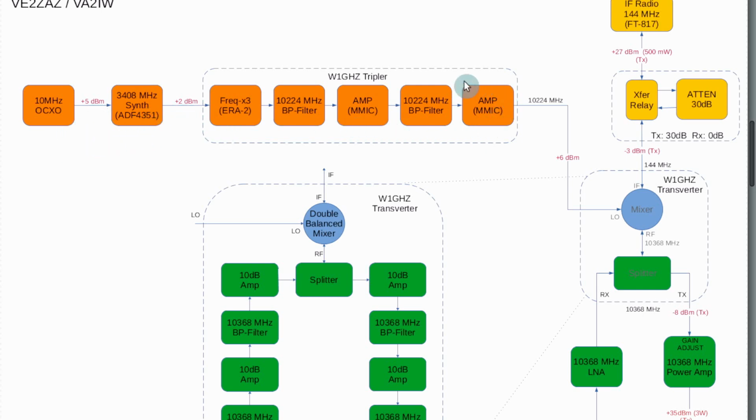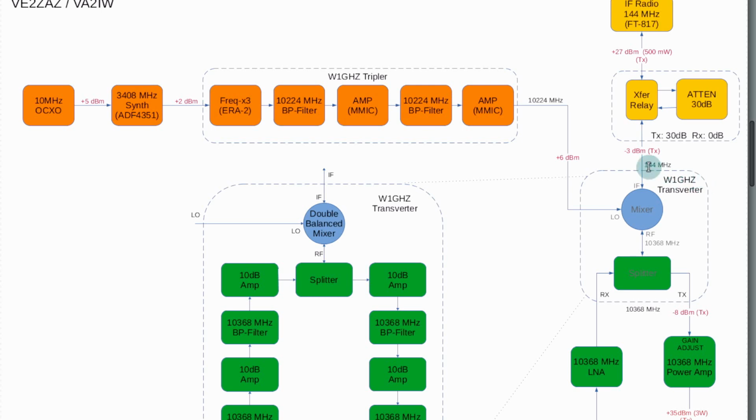Into the W1GHZ tripler board, which has these stages. That's known. We've seen that before. We come out at 10224 at a level of plus 6 dBm, which is just enough for our mixer. Plus 5, plus 4, plus 5, plus 6, plus 7. It's going to be happy. I'm going to use a low loss cable here to make sure I don't lose too much.